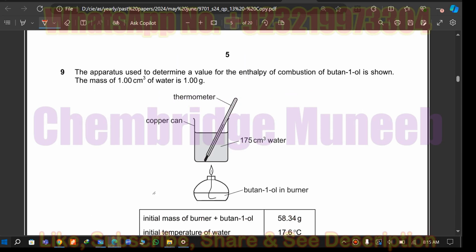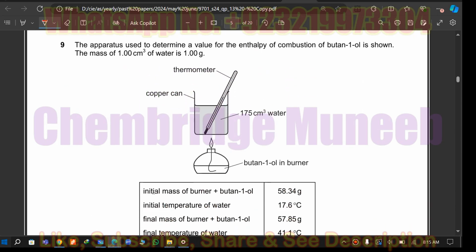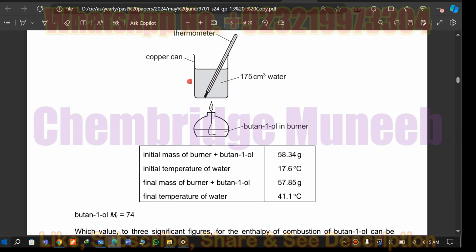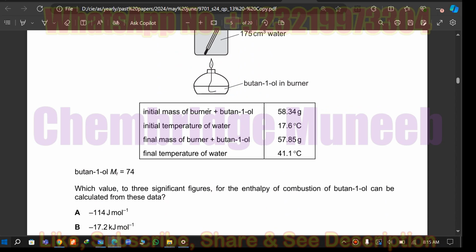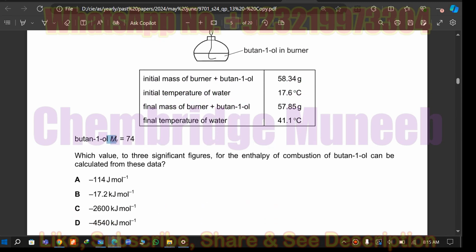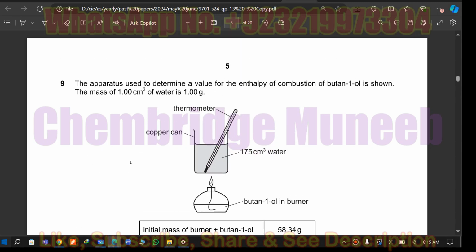Now the next question, the apparatus is used to determine a value for the enthalpy of combustion of butane. We are given that the mass of 1 cm³ of water is basically 1 gram. Then we are given the table of this experiment in which the temperatures and the measurements of masses are given. Then we are given the relative molecular mass of the compound which is burned in this apparatus. We have to determine the enthalpy value. Now for this question again we need to do the calculations.